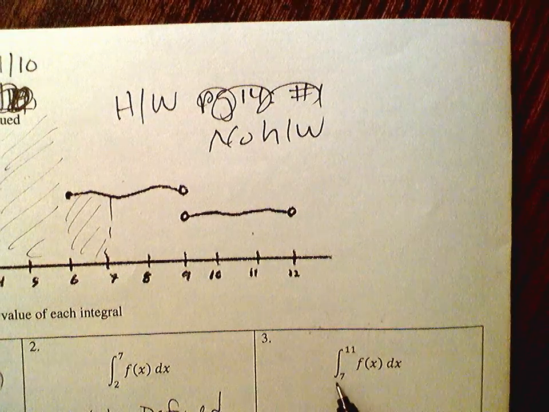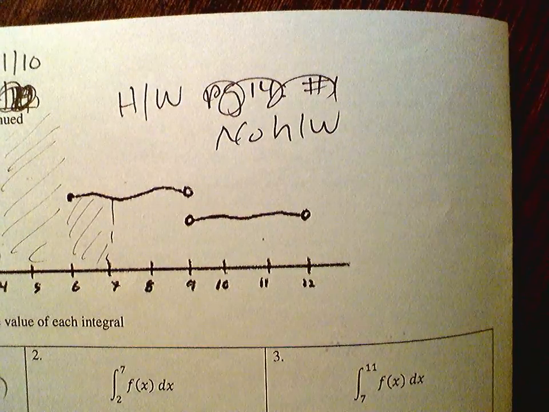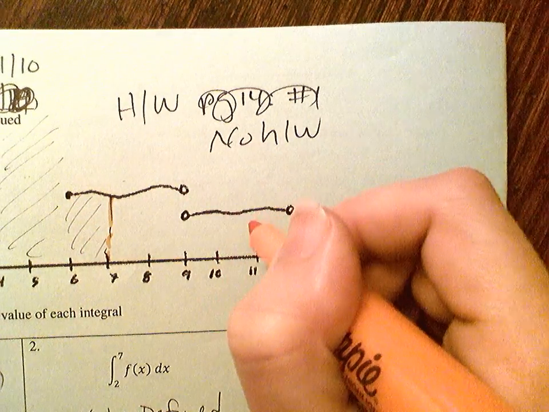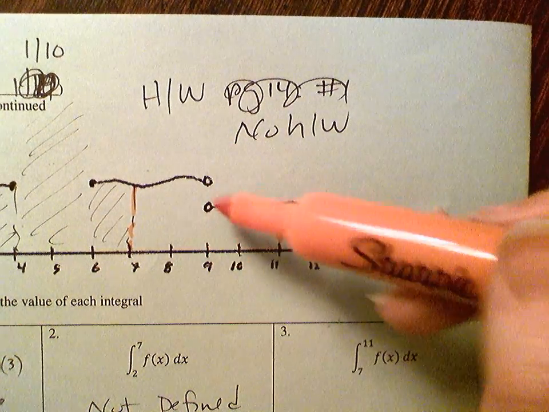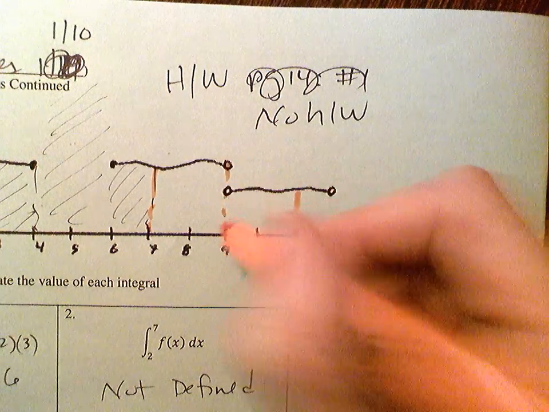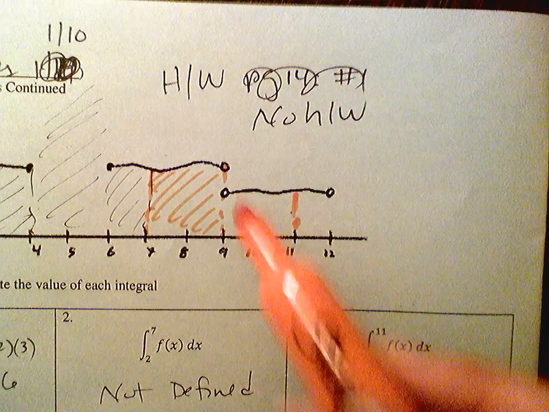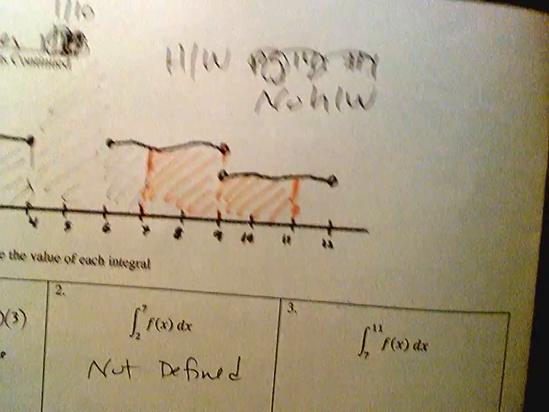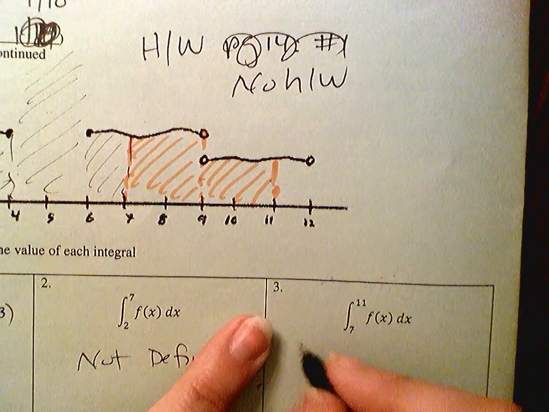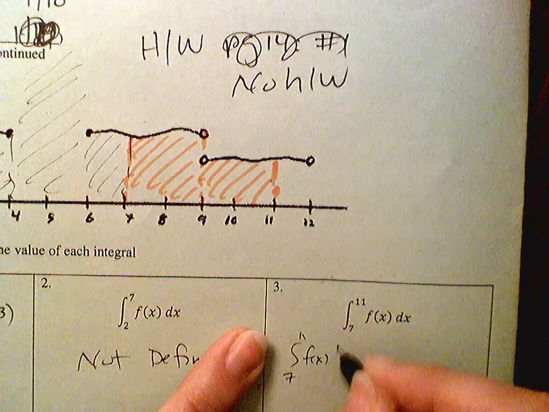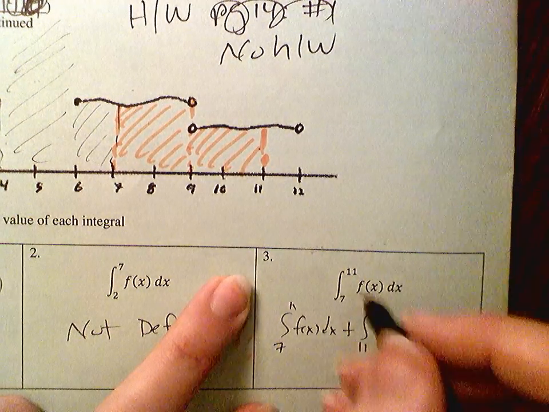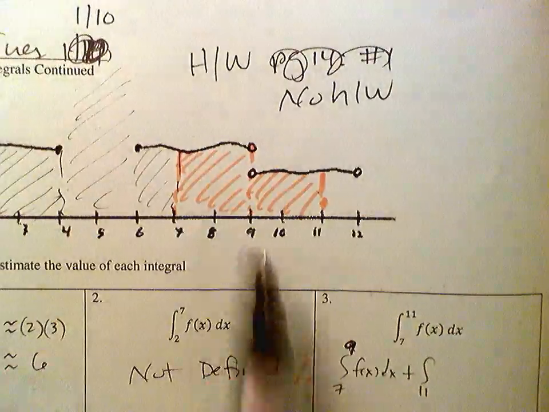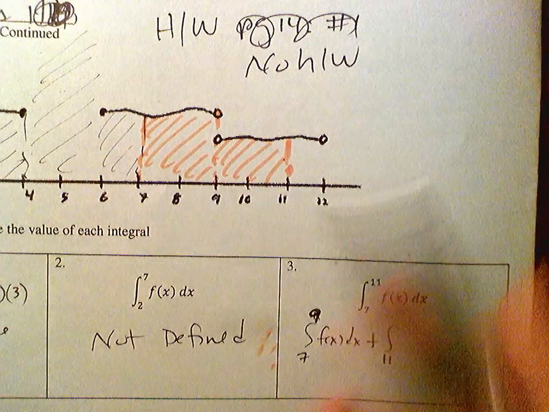Okay, this one here, from 7 to 11. Now, even though we have a discontinuity at 9, this wouldn't be considered a gap. It's just a single jump discontinuity. So we can compute this integral if we split this area into 2 integrals: the area under the curve there and the area under the curve there. I can use the additivity property that we discussed yesterday to split this up into the integral from 7 to 9 of f of x, plus the integral from 9 to 11.